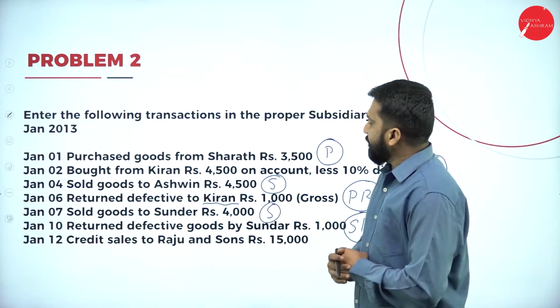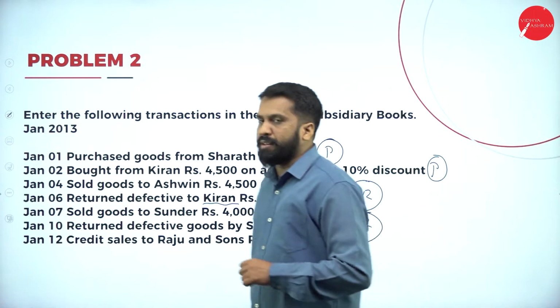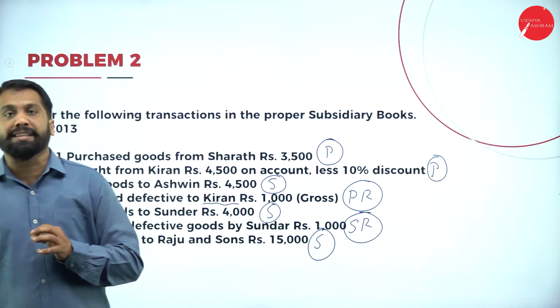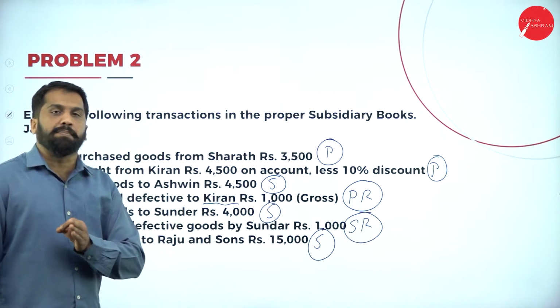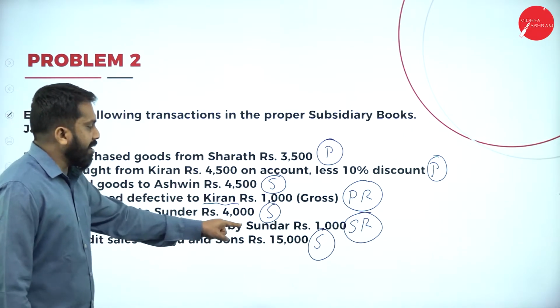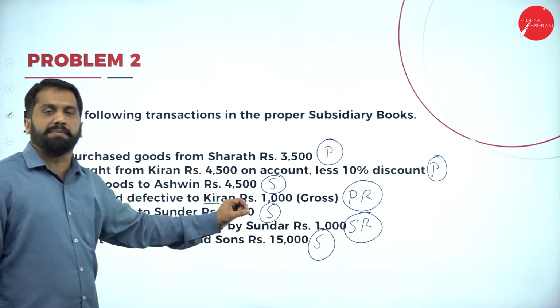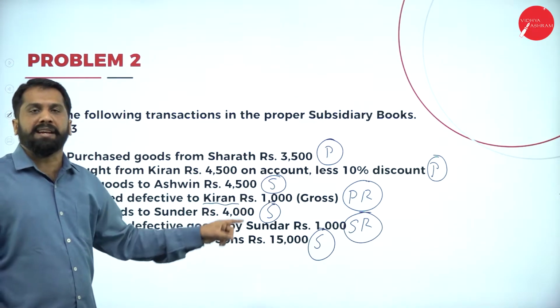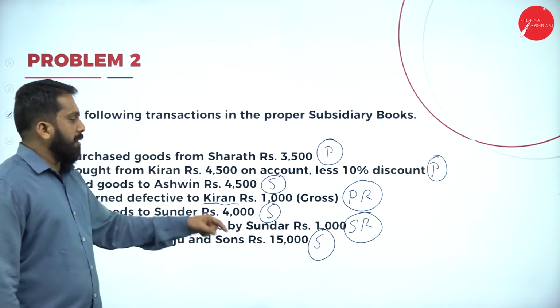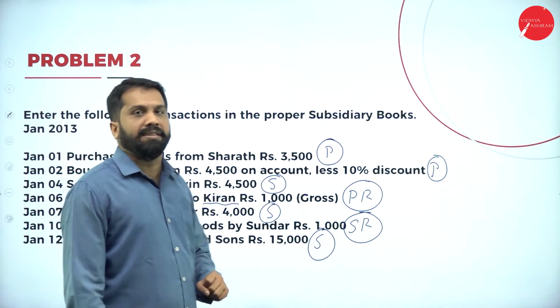Next, credit sales to Raju. It is a sales. It is simple. If you have confusion regarding whether it is a purchase return or a sales return, you just find out the name, go back. Is there anything related to that particular person? If sales happened, it must be sales return. If purchase happened to that person, it must be purchase return.